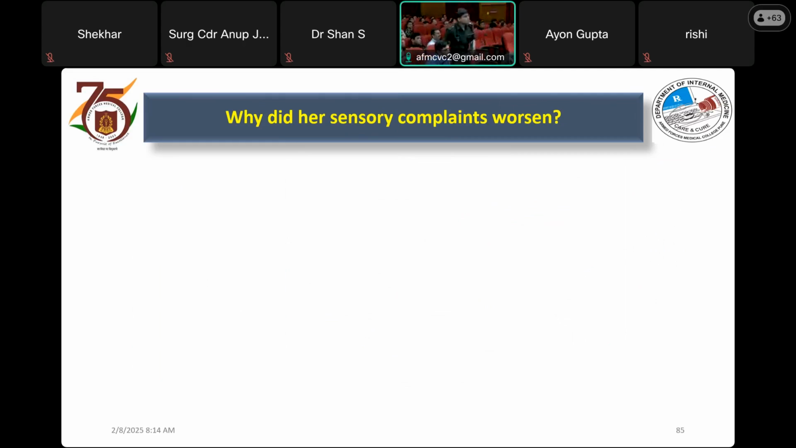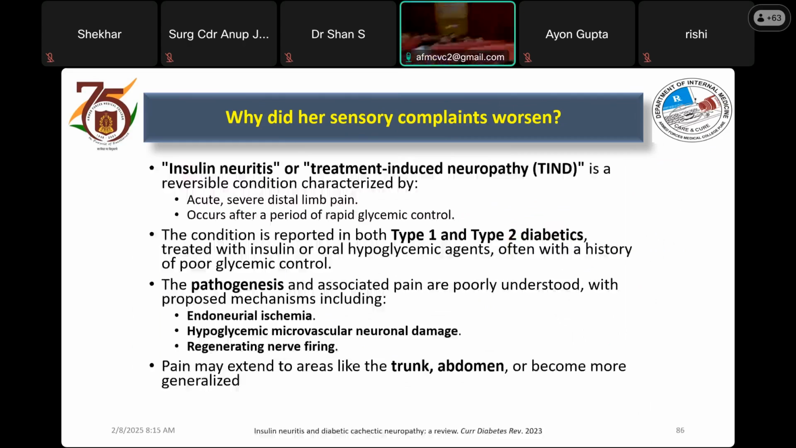So whenever a patient has prolonged hyperglycemia and you suddenly control the glucose level, the patient can have worsening of the neuropathy. This is seen in both type 1 and type 2 diabetes. This is called TIND, treatment-induced neuropathy, or insulin neuritis, and probably that happened in this patient. Various mechanisms have been postulated, like endothelial ischemia, but this is an important entity which you should remember because it generally does not require much treatment and recovers on its own.